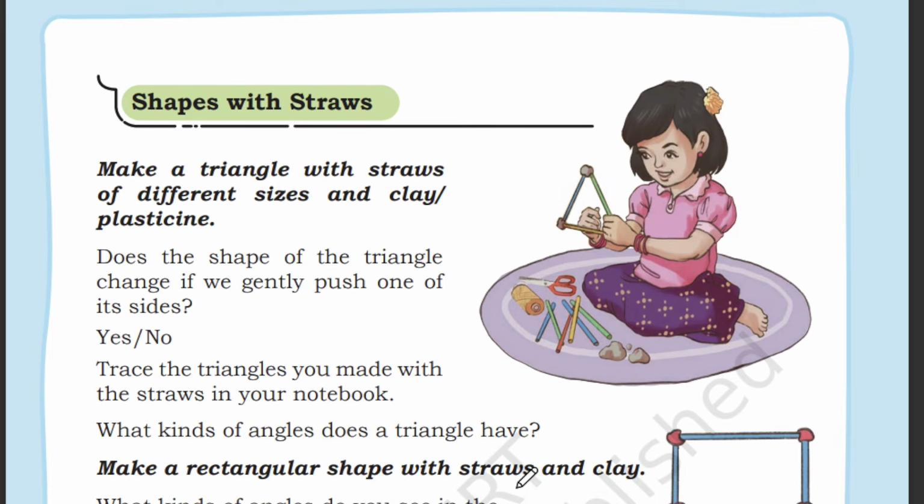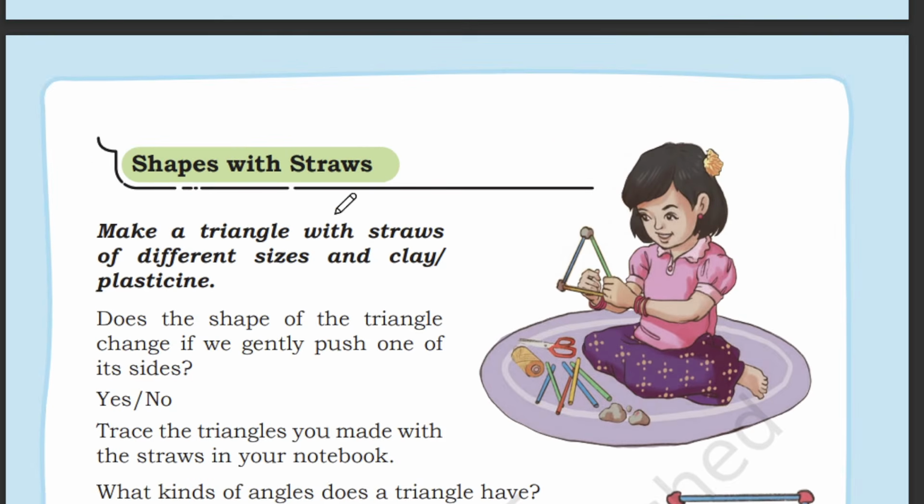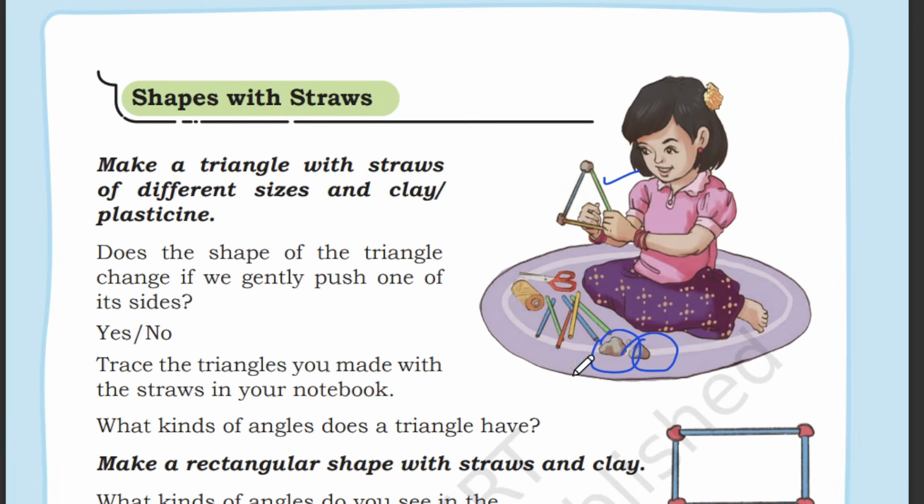So they are making shapes with straws. Make a triangle with straws of different sizes and clay or plasticine. So see this girl, she is making a triangle shape using clay. So this one is a straw, and she has clay and plasticine as well. Does the shape of a triangle change if we gently push one of the sides? For example, if she is making a triangle, so this one is a triangle.